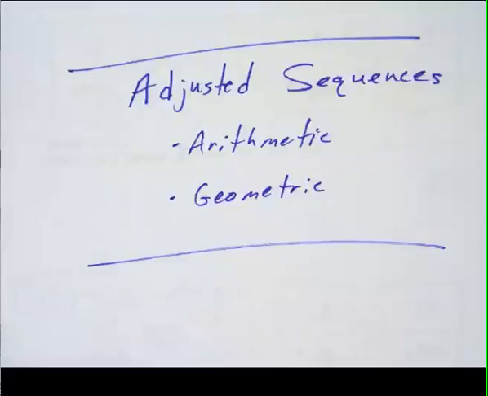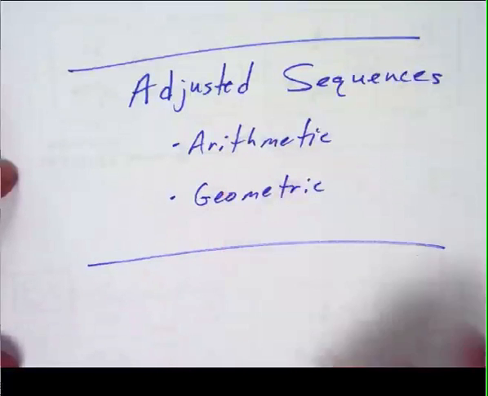In this video, we're going to take a look at adjusting sequences when they don't necessarily start at term 1 or term 0, or when term 0 is difficult to calculate. So let's take a look. We're going to be looking at adjusting sequences that are both arithmetic and geometric.